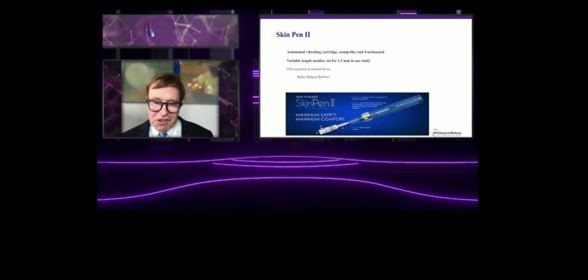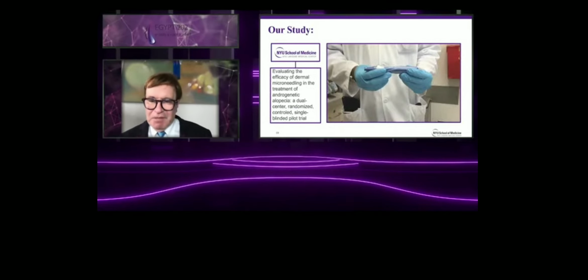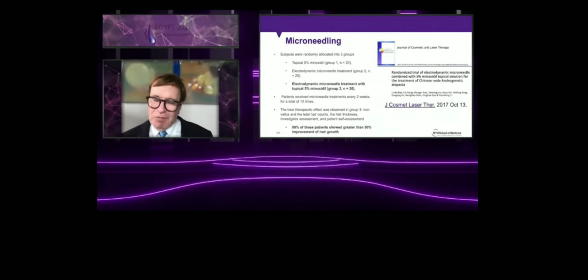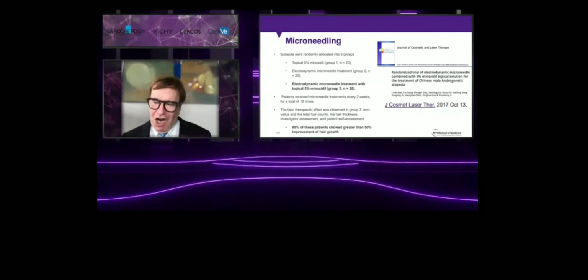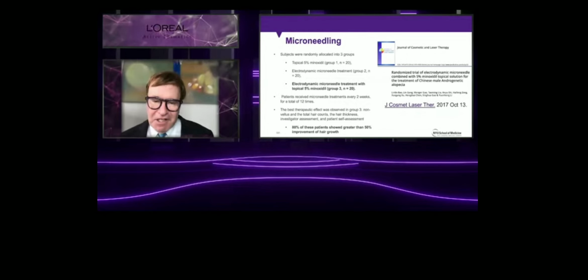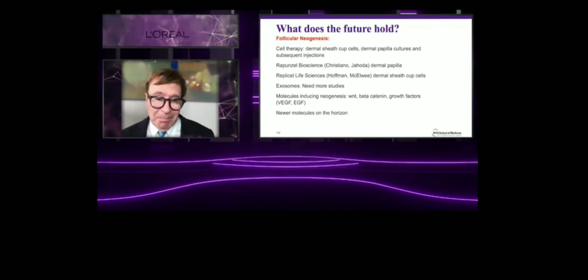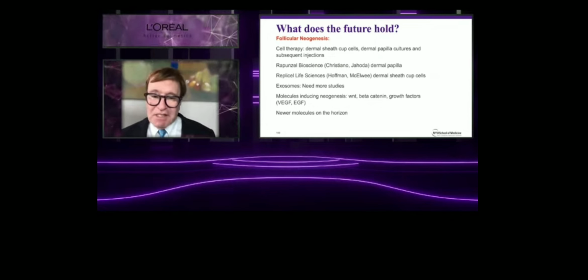We used the skin pen, and this is the skin pen that we used. And we basically would try to get this kind of effect on the patient, and we didn't show that it worked. However, other people in China, for instance, showed that it did work. So I'm not saying you shouldn't do microneedling, but in our hands, we did not have a good result. There are new molecules coming up that you should know about, VEGF, beta-catenin, Wnt, that more studies will be done on. Newer molecules are on the horizon, all sorts of cell therapy. Exosomes is something new, but we need more studies on that.